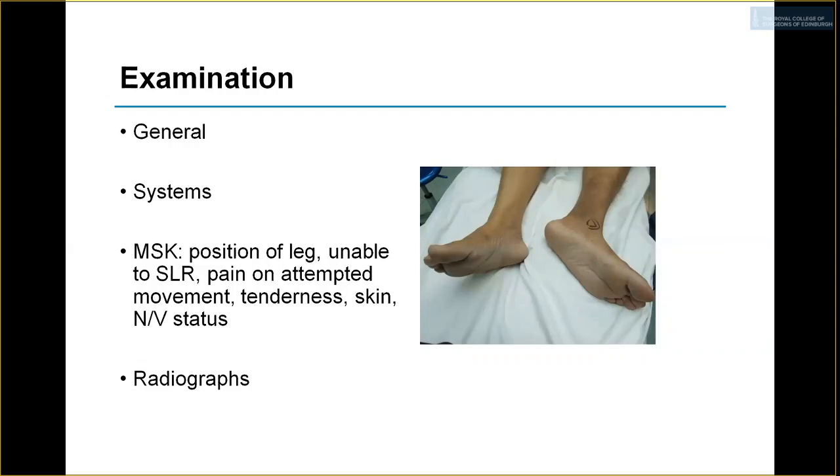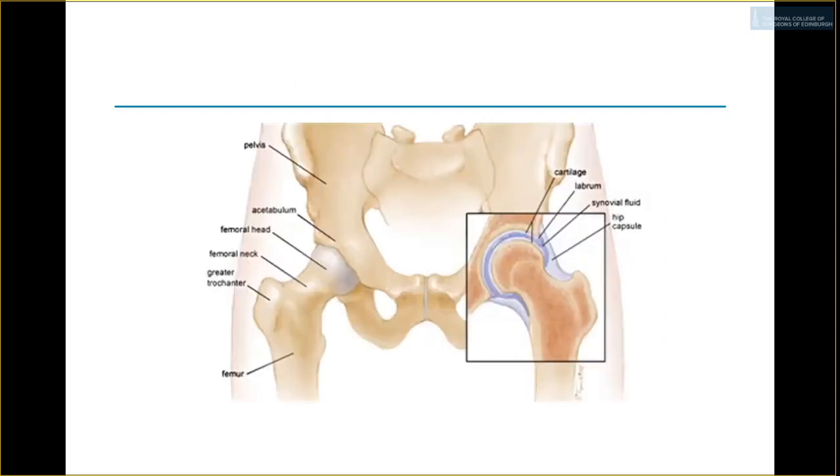You also want to assess the skin, the integrity of it, because that's where you're going to do your operation. You want to assess the distal neurovascular status of the limb, which often is normal and unaffected by this injury. And then you'd carry out your radiographic examination. And let's remind ourselves of the hip anatomy. So the hip is a ball and socket joint made of an acetabulum and a femoral head, which is connected via a neck to the rest of the femoral shaft.